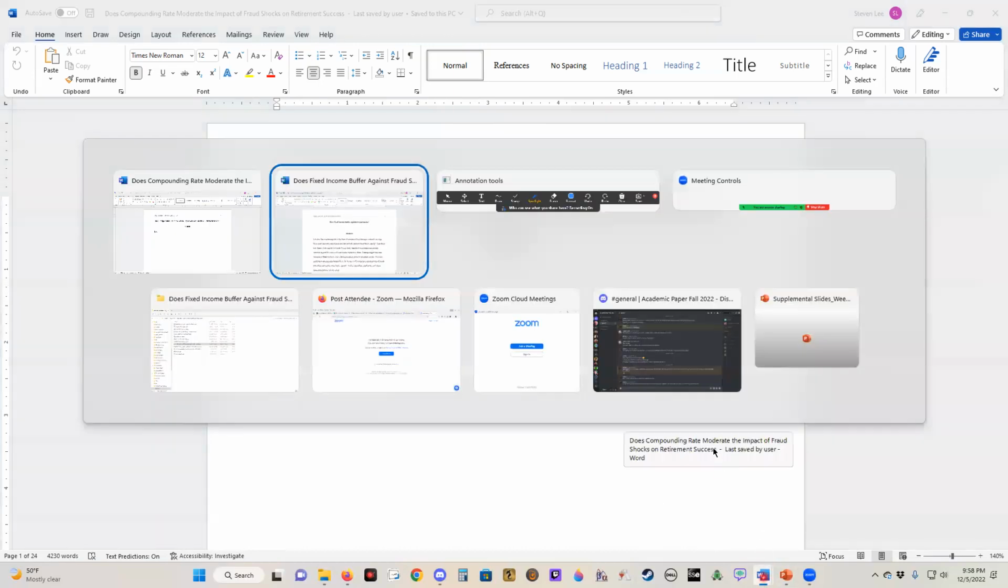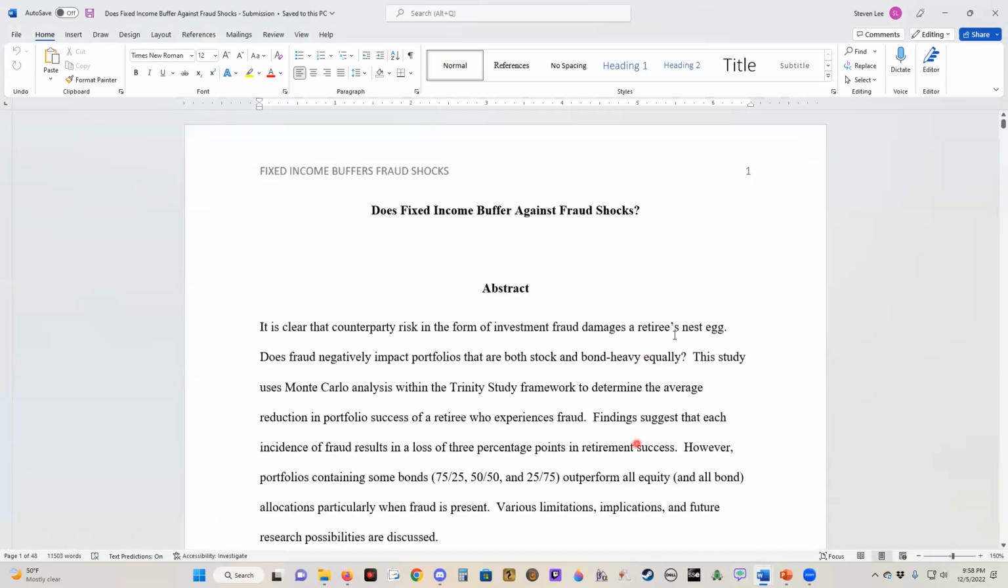Come on, computer. Okay, so my computer's just going to be dumb. That's fine.